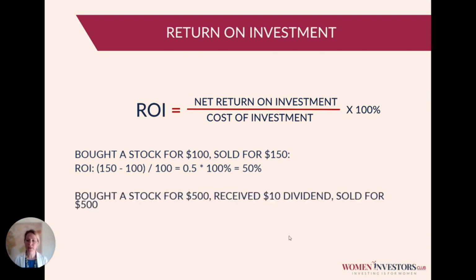I give you another example. I bought a stock for 500, I received $10 of dividend, and I sold it for 500. If you don't yet know what a dividend is, some stocks pay dividends. It's a part of the company profits which you actually receive in your pocket. So in this case, you have a stock which is worth 500 and during the year you received $10. It really went into your pocket. So what is the return on investment? Well, return on investment is actually 2%.